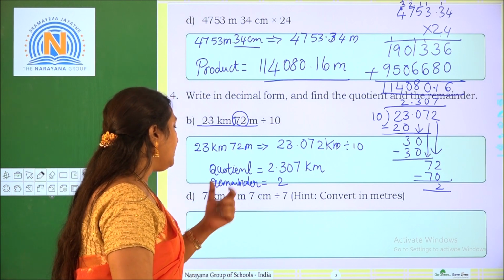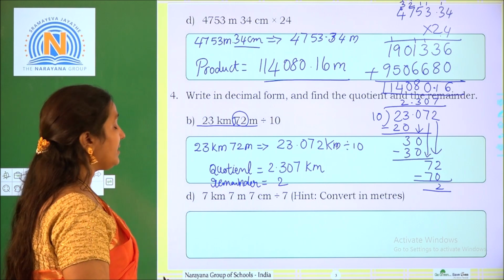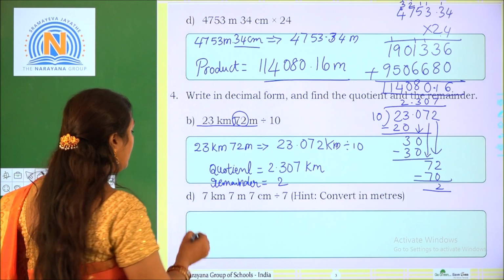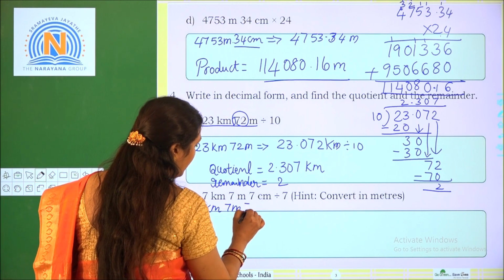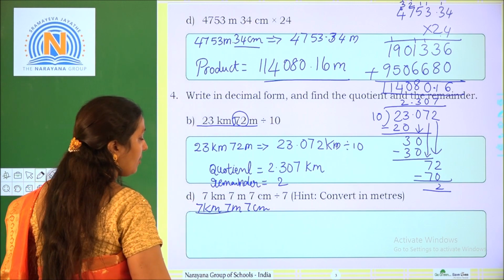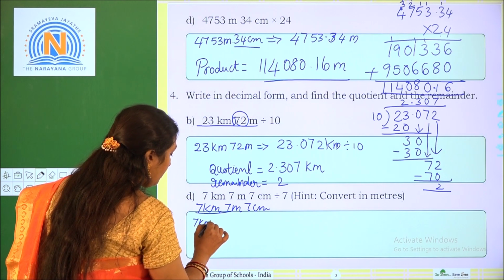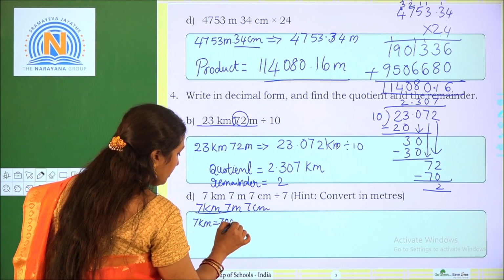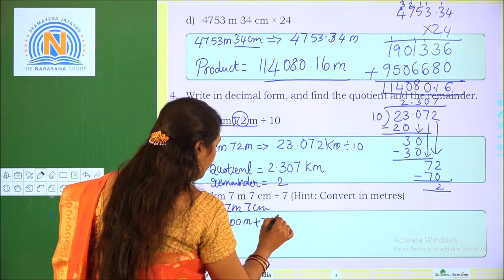Next one, 7 kilometers, 7 meters, 7 centimeters, and here we have to divide by 7. First we have to convert into meters. So 7 kilometers, 7 meters, 7 centimeters is given. 7 kilometers we have to convert into meters. So 7 kilometers equals 7,000 meters, plus 7 meters. What did you get?